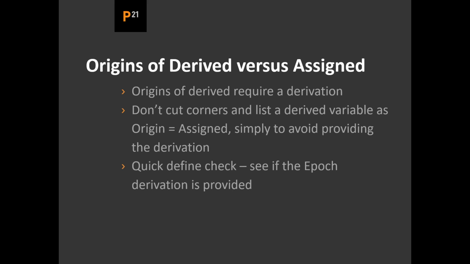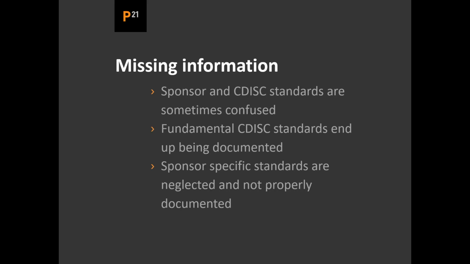So one quick check for this would be to pick something that usually has a long derivation, such as exdose or epoch. Go through the define file and see the derivation listed there. If they've got very complex calculations for exdose, but it just says assigned in the define file, or same with the epoch derivations. If it says assigned for epoch in adverse events, it's probably due to laziness and the fact that they didn't want to list out the derivation.